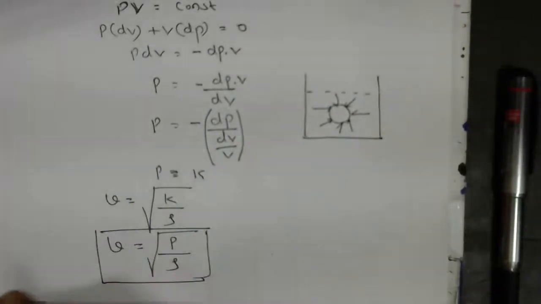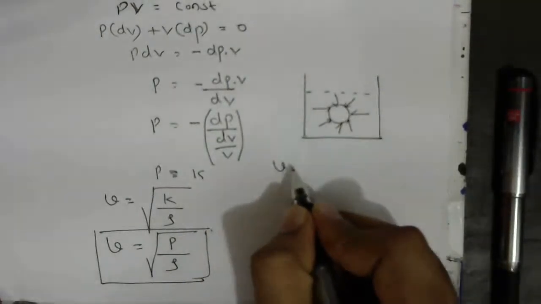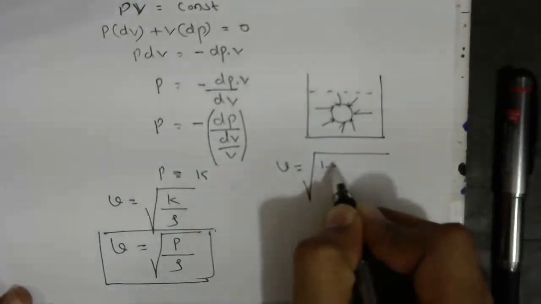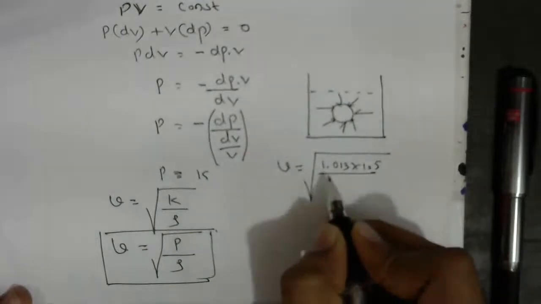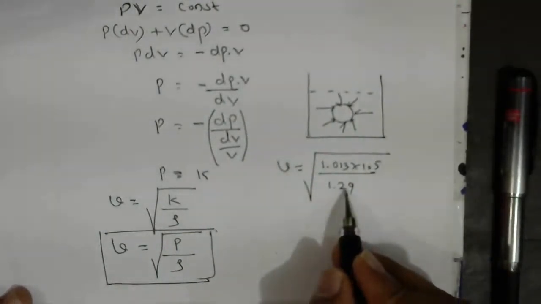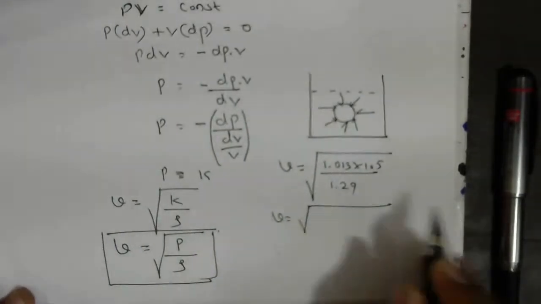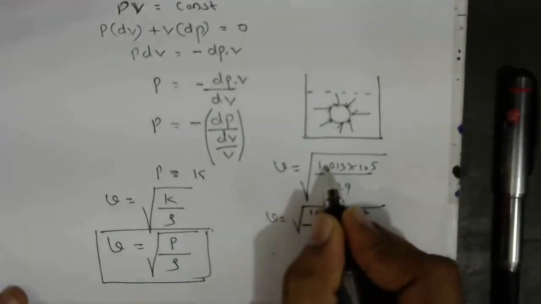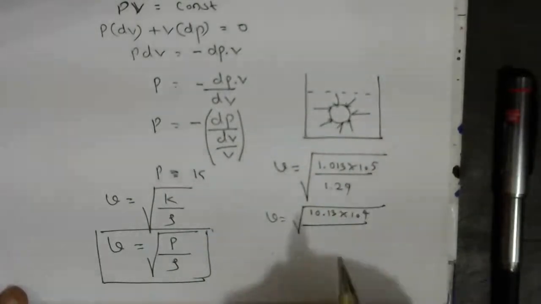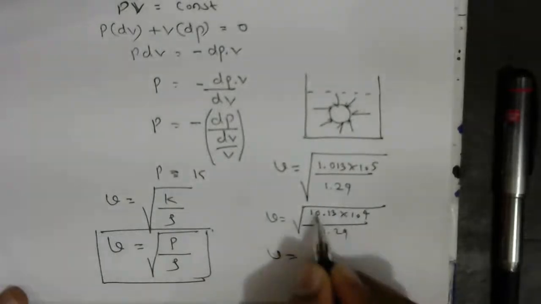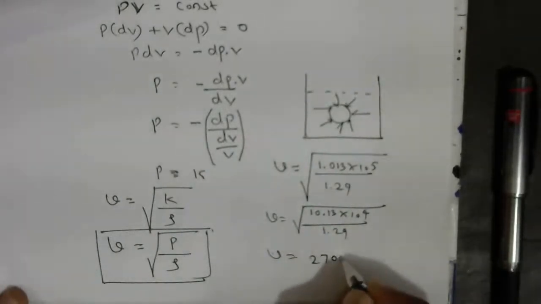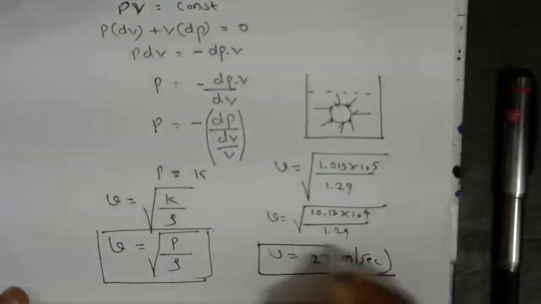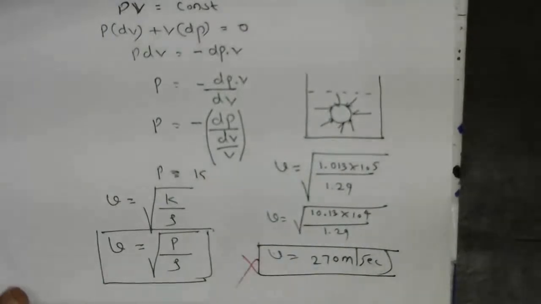This one we got. The pressure of the medium, in air, is what? Atmospheric pressure. We know that. Let's calculate: the square root of atmospheric pressure, 1.013 into 10 to the power 5, upon 1.29. The density of air is 1.29. This velocity is equal to the square root of 10.13 into 10 to the power 4, shifting the decimal point one place to the right, divided by 1.29. After simplifying this, we get 270 meters per second. Practically, the velocity of sound is not 270 meters per second. Practically it is about 330 meters per second.